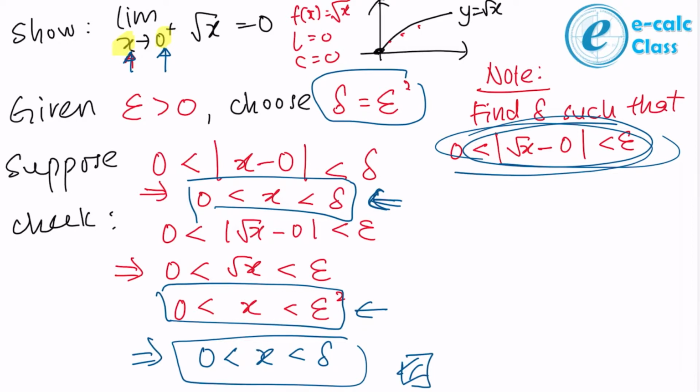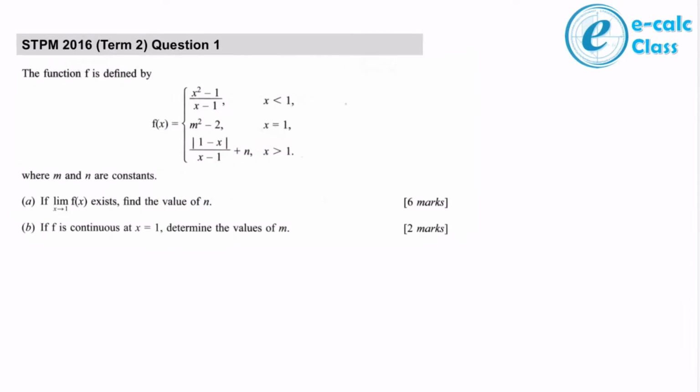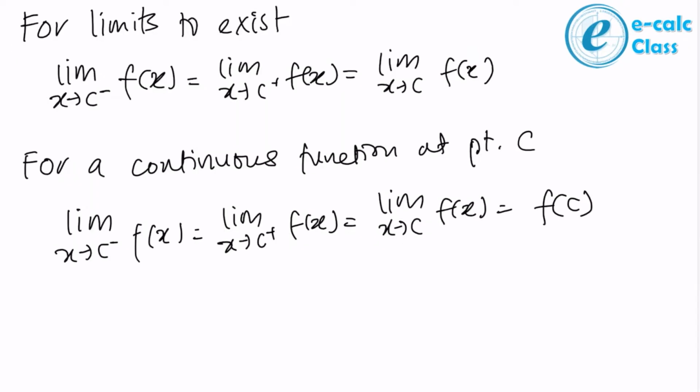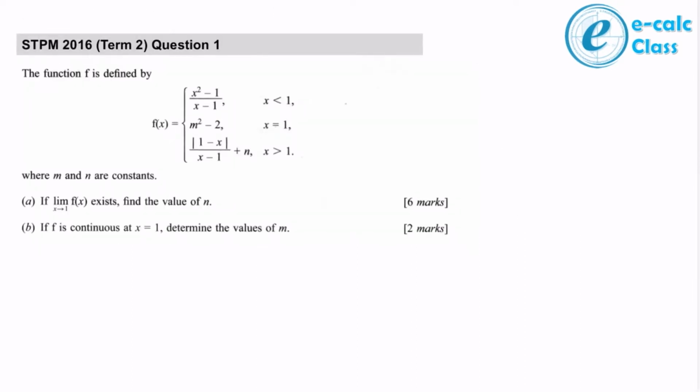Okay, let's come back to the question. I think it's this one. We want to find the value of n such that the limit exists. From just now, for it to exist, the limit from the left and from the right must be the same value, and it has to be unique. It cannot be two values. It cannot be one positive infinity and one negative infinity. It has to be the same value.